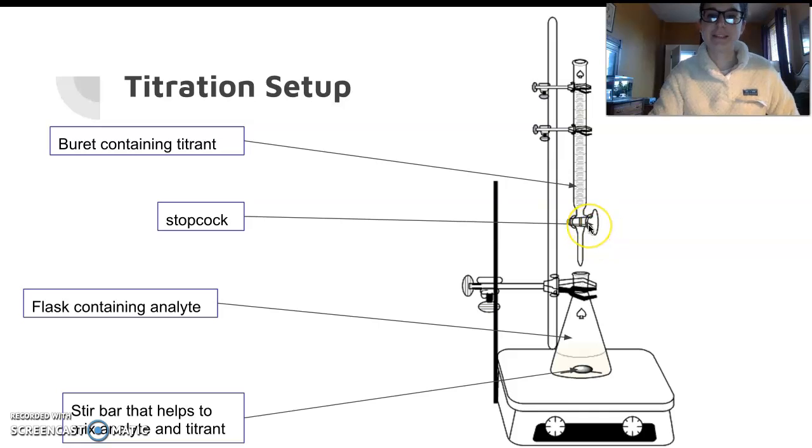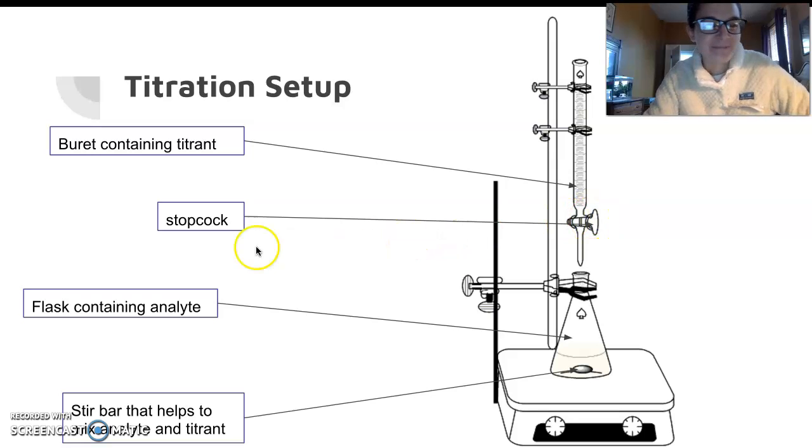So this little valve is very important. You should always remember which way to turn it, because the quickest way to ruin your titration experiment is to turn it the wrong way, going past your equivalence point and ruining pretty much all your data, which will happen.